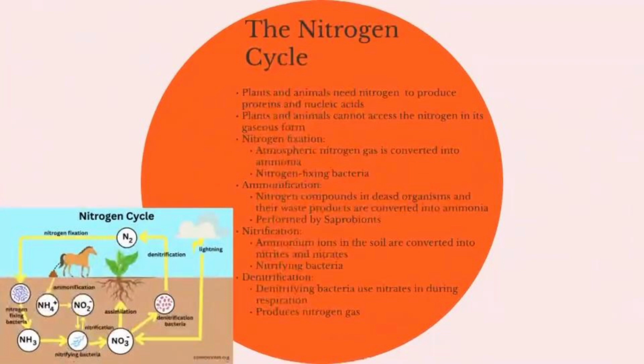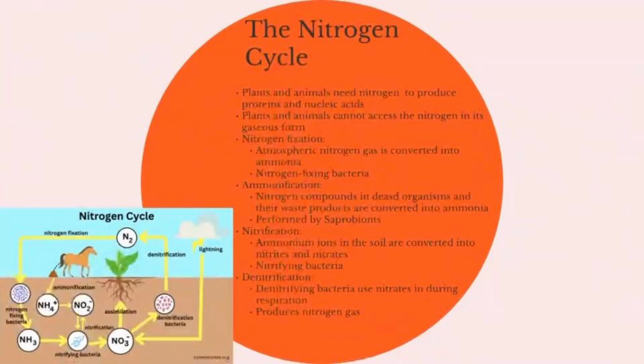In the atmosphere, nitrogen is a gas, but plants cannot use this nitrogen gas directly to obtain the nitrogen. So first of all, this nitrogen must be fixed by nitrogen fixing bacteria. The nitrogen fixing bacteria convert the nitrogen into ammonia, and ammonia forms ammonium ions when dissolved in water, and this can then be taken up by the plants.